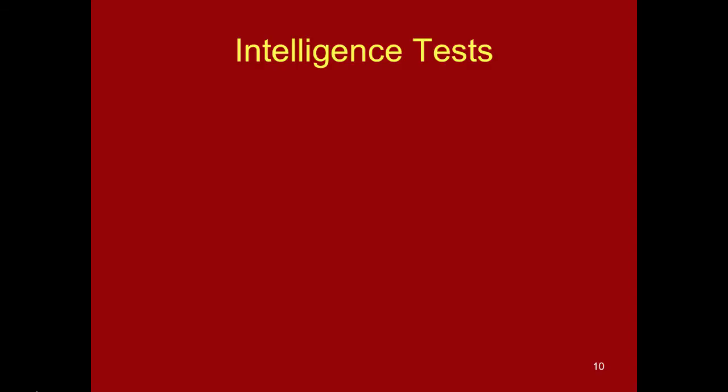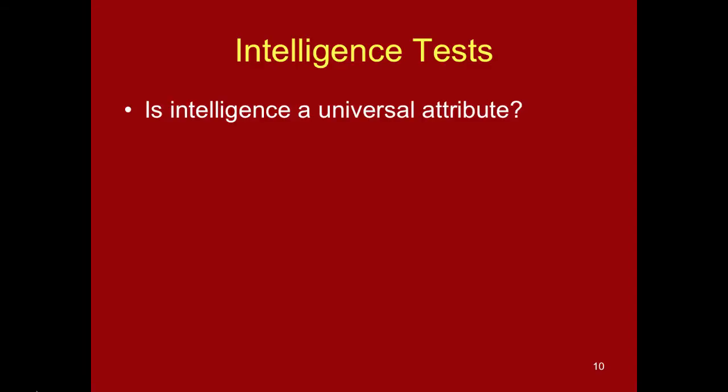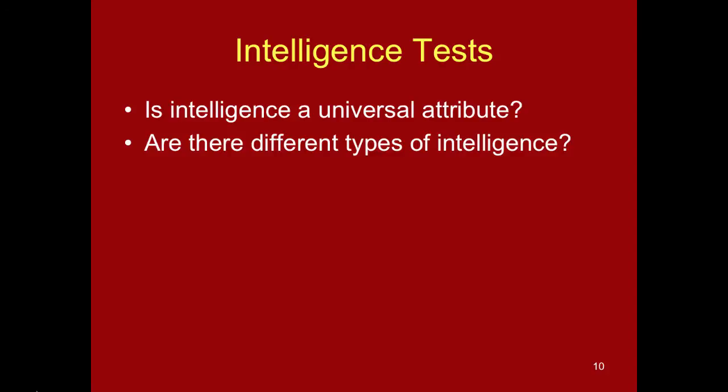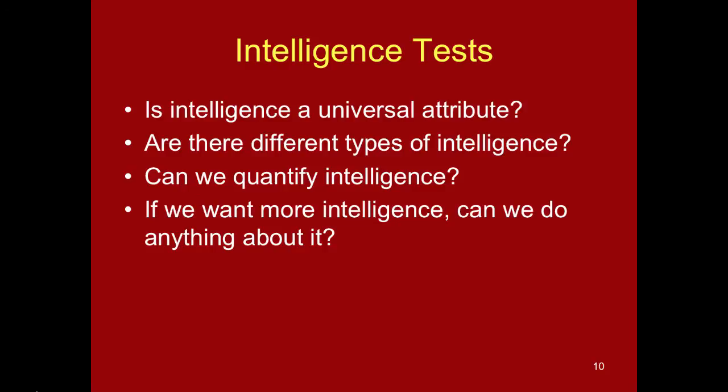There is so much more about intelligence that social and behavioral scientists are still trying to discover. A long list of questions still remain, such as, is intelligence a universal attribute? Are there different types of intelligences? Can we quantify intelligence? If we want more intelligence, can we do anything about it? This last question has recently been addressed by the developmental psychologist Carol Dweck. On the next few slides, we'll examine Dweck's findings.